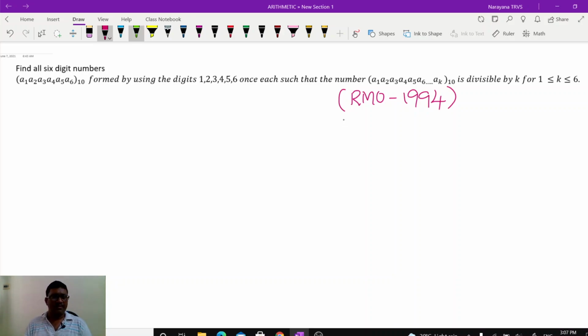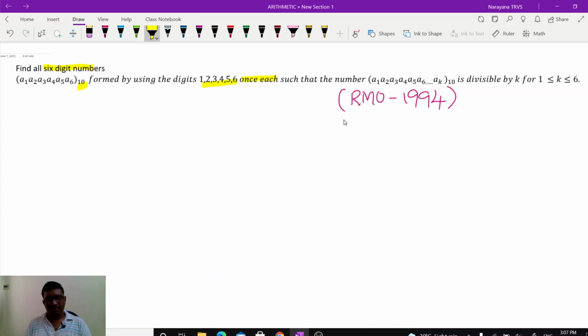Now let us see the question. Find all 6-digit numbers A1, A2, A3, A4, A5, A6, where the base is 10, that means decimal numbers, formed by using the digits 1, 2, 3, 4, 5, 6 once each.